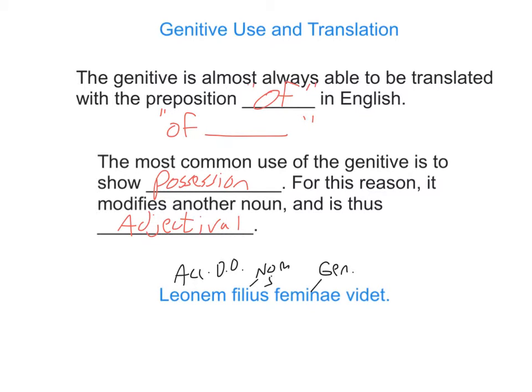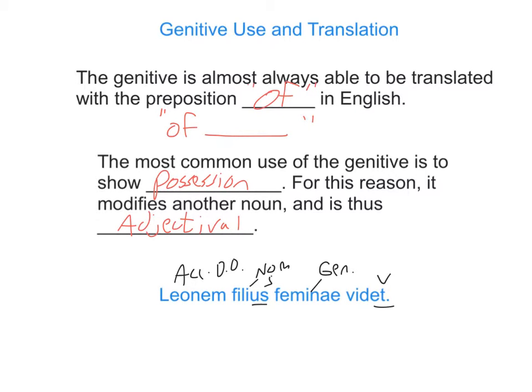And then, of course, we have videt, which confirms what we thought because it's a singular verb. And this filius is singular, therefore we're good. If feminae were the nominative, videt would be vident with an NT. So, anyway, we see the genitive here.